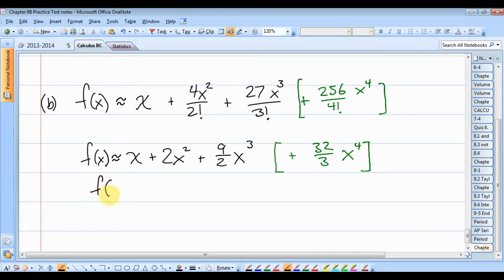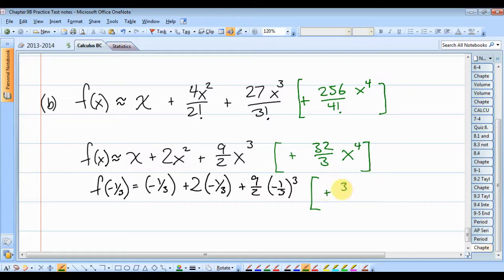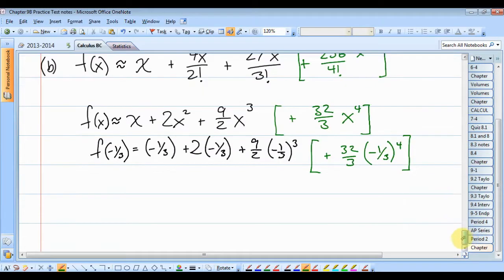Okay. So f of negative 1/3 is going to be equal to negative 1/3 plus 2 times negative 1/3 squared plus 9/2 negative 1/3 cubed plus 32/3 negative 1/3 to the 4th power. I'm going to simplify every term now. Which one should be squared? Second one. Sorry about that.